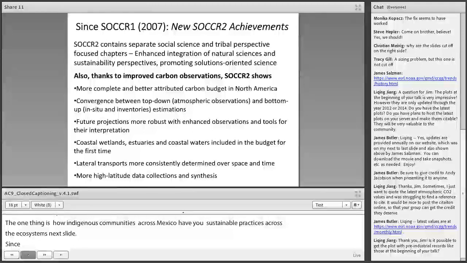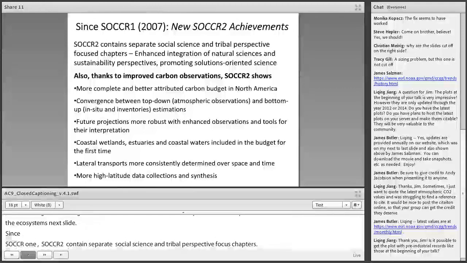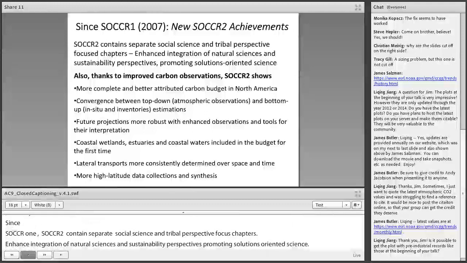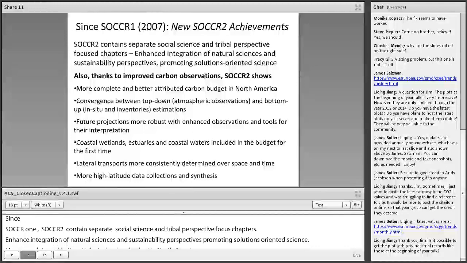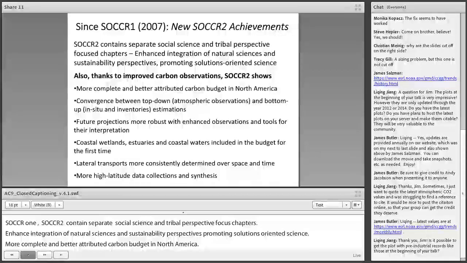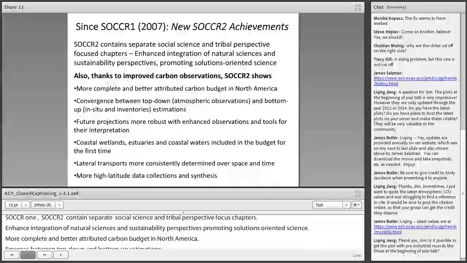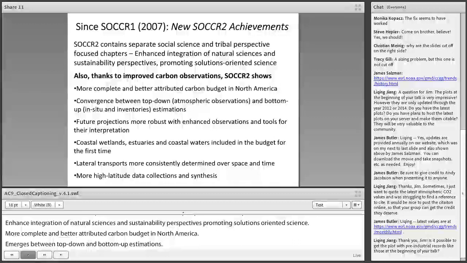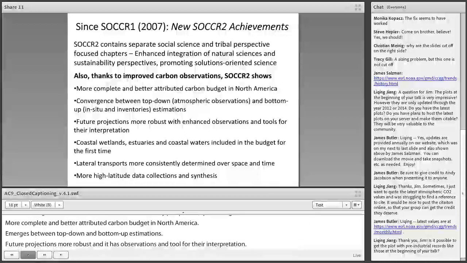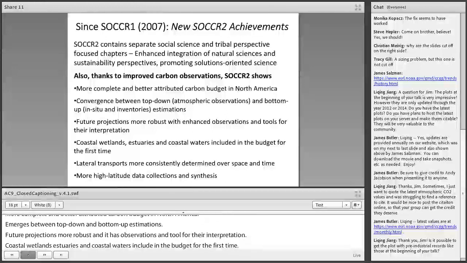Also, thanks to improved carbon observations, SOCCR2 shows a more complete and better attributed carbon budget in North America, with convergence between top-down, that is atmospheric observations, and bottom-up, that is in situ and inventories estimations. Future projections shown in the assessment are more robust, with enhanced observation tools for their interpretation. Coastal wetlands, estuaries, and coastal waters are included in the carbon budget for the first time. Lateral transports are more consistently determined over space and time.